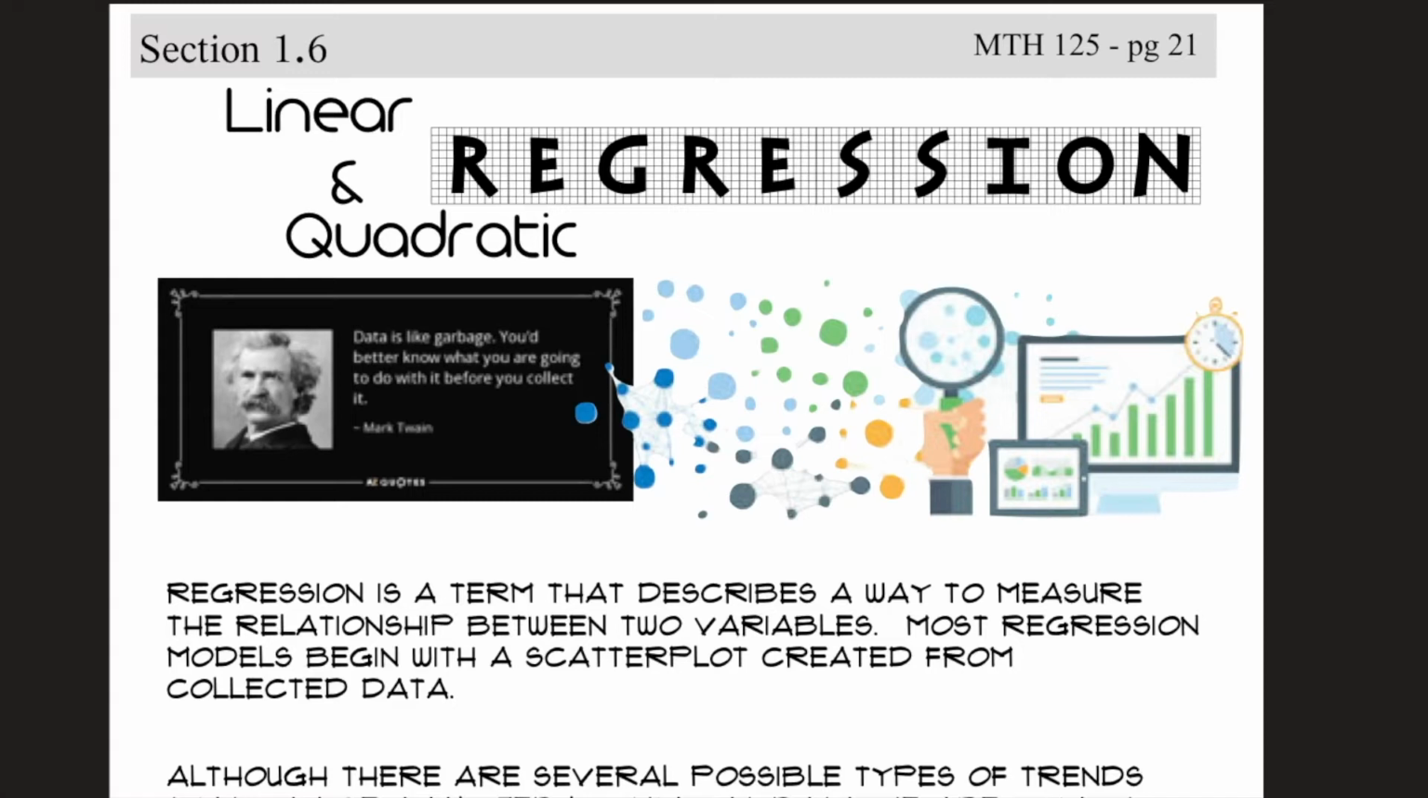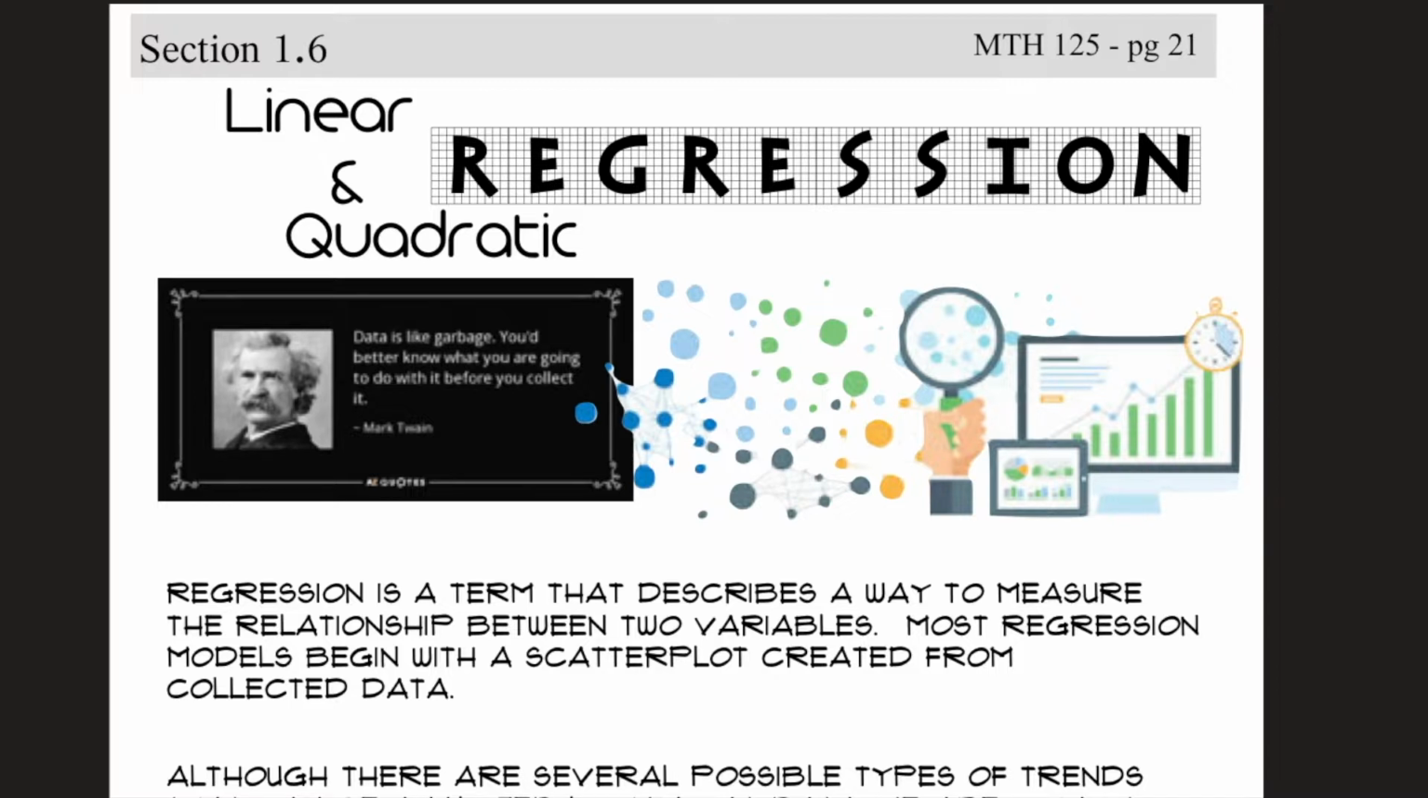This is the beginning of section 1.6, page 21. We'll take a look at linear regression and then some quadratic regression. But before we do that, we have to talk about what regression is. This is a term that describes a way to measure the relationship between two variables. And most regression models begin with a scatter plot that's created from collected data.